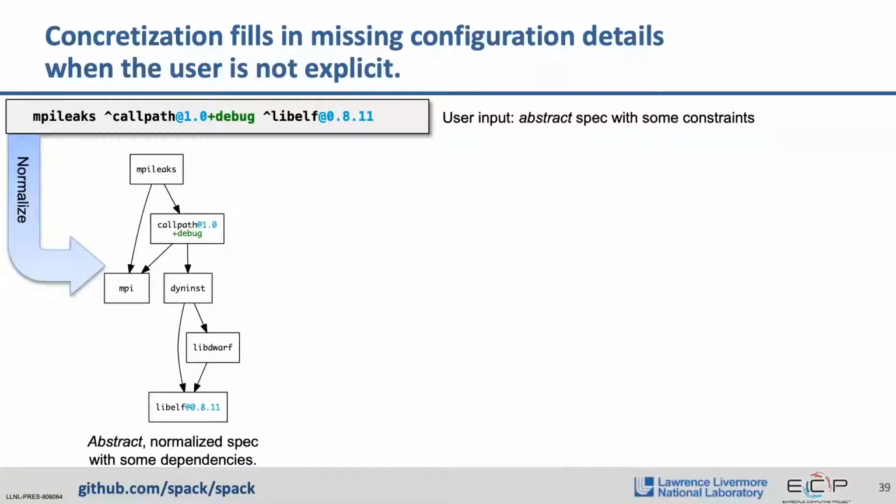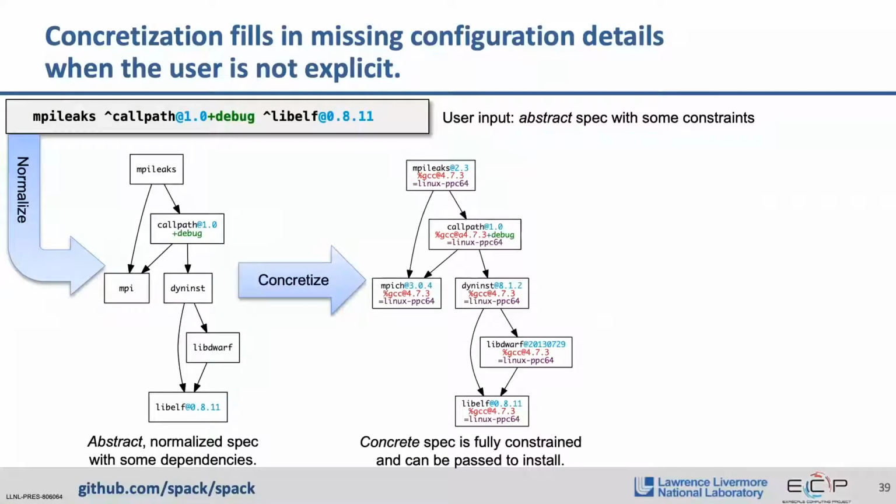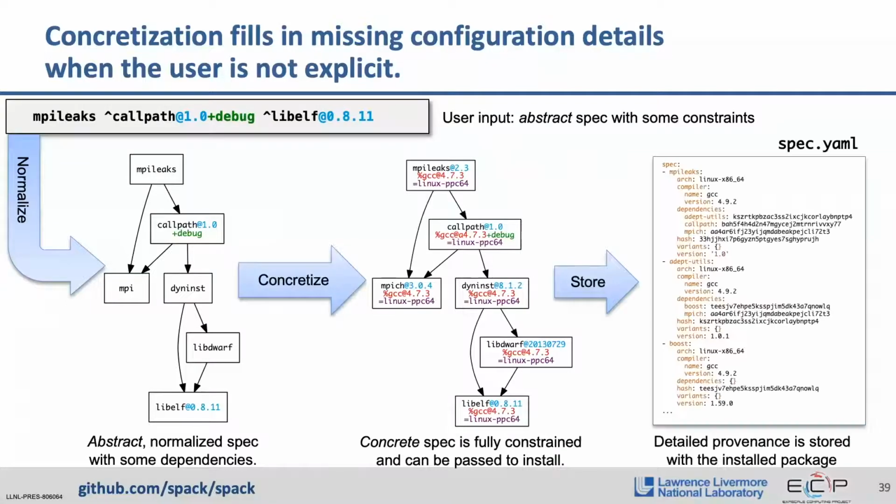We take that thing and we do something called concretization to it, where we basically look at all the constraints on the packages, we look at the constraints that the user provided, and we come up with versions and compilers and architecture specifications and variant values for all of the packages on the graph. And this is what you get once concretization is finished. And once that's done, we actually store the concrete spec as YAML in the installation directory. So we maintain that full installation data, both in a database and in the install directory for the package.